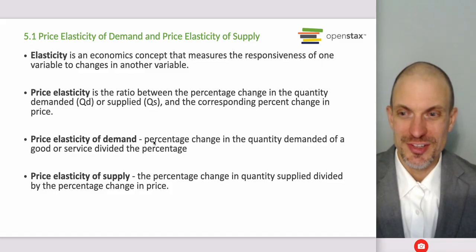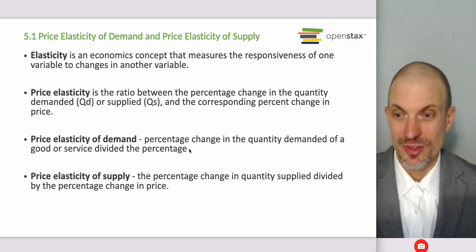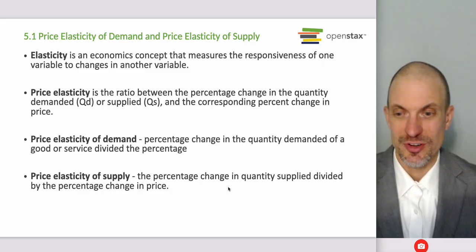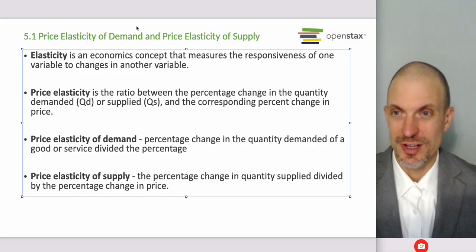Price elasticity of demand is the percentage change in quantity demanded divided by the percentage change in price. And the percentage change in quantity supplied divided by the percentage change in price is price elasticity of supply.